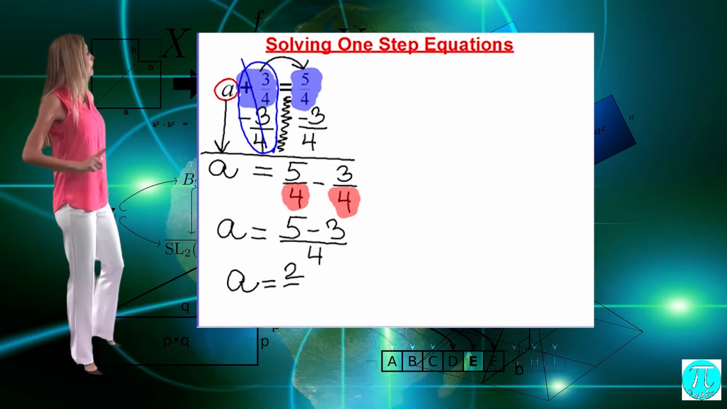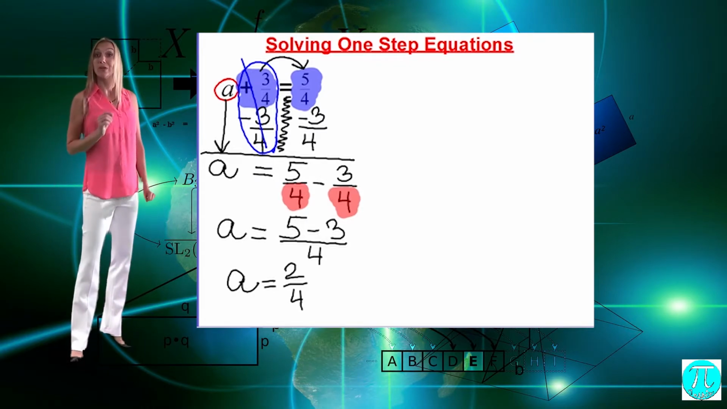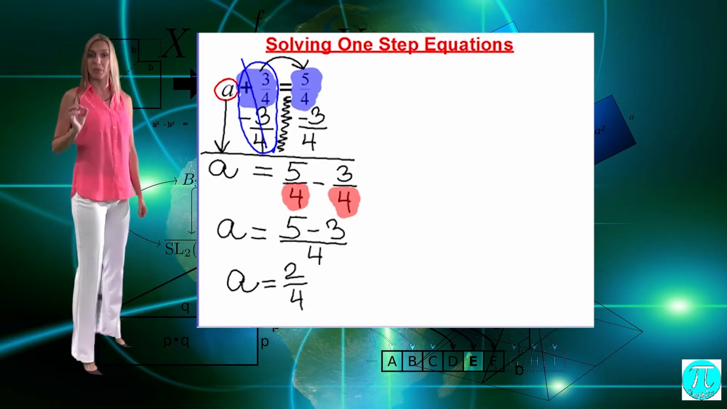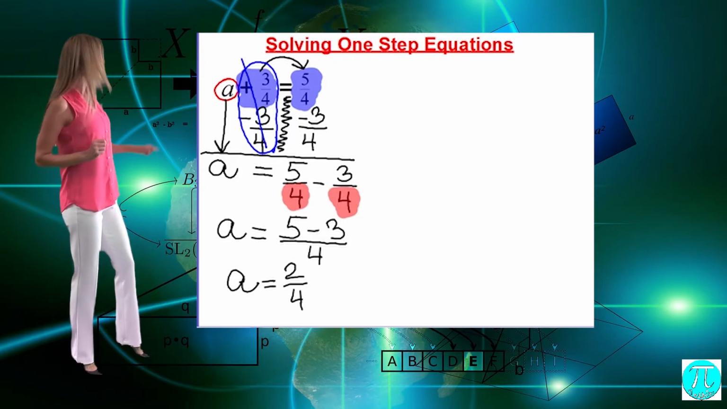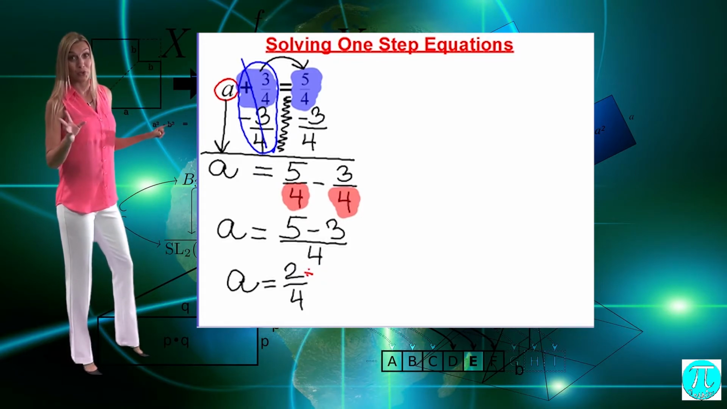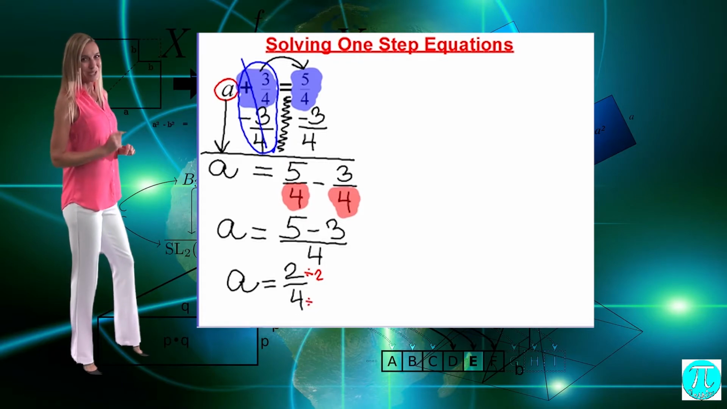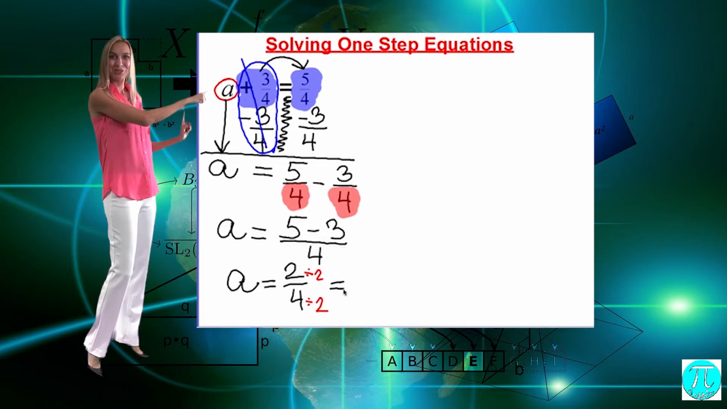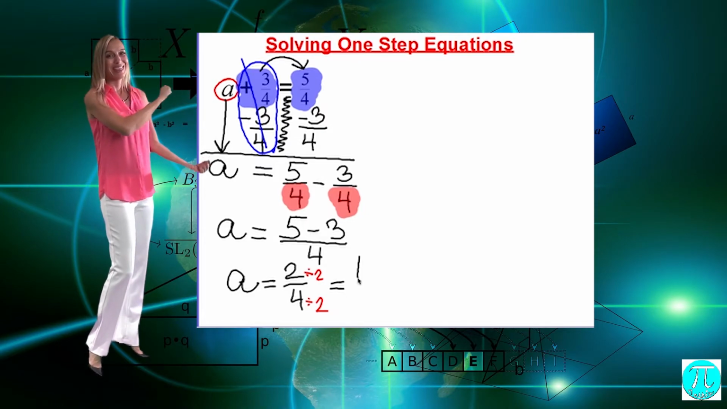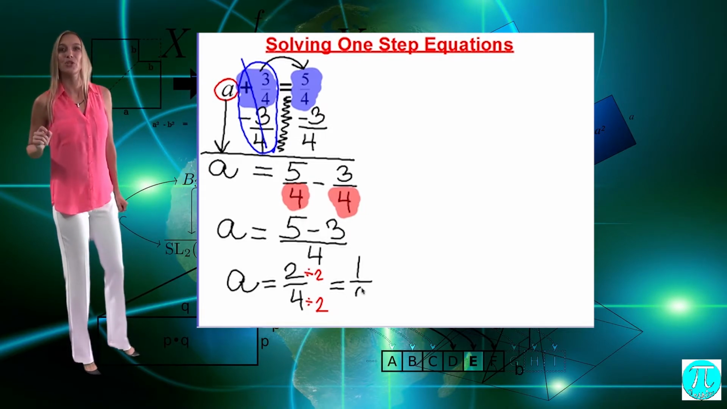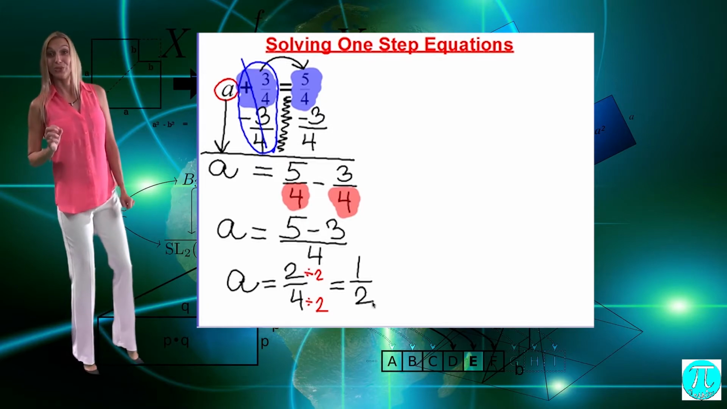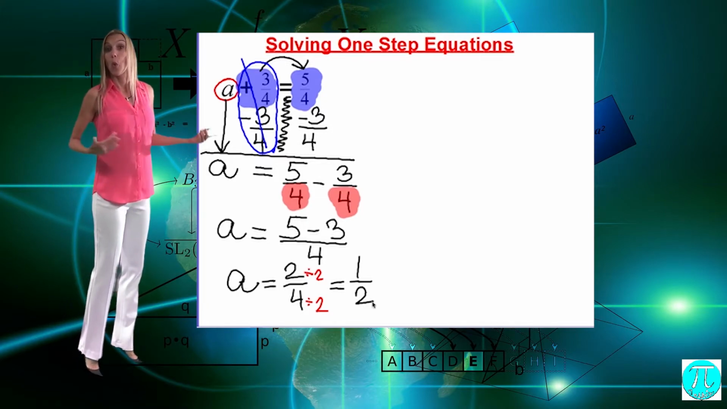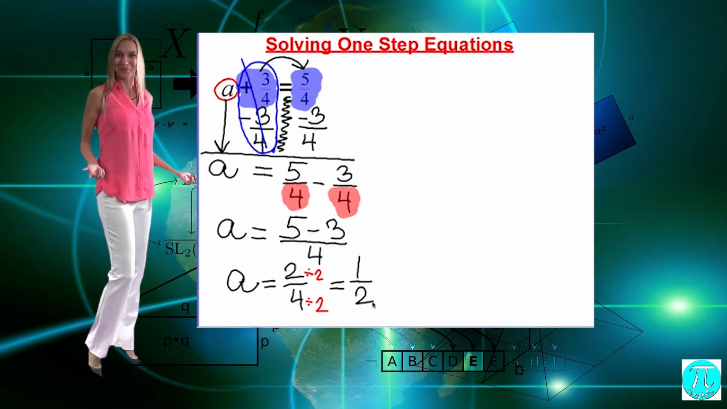Now, if you think about it, 2 and 4, they're both even numbers. They both can be divided by 2. So let's divide both of them by 2. We're going to simplify. And 2 divided by 2 is 1, and 4 divided by 2 is 2. And that is our final answer. A is equal to 1 over 2, or 1/2, right?